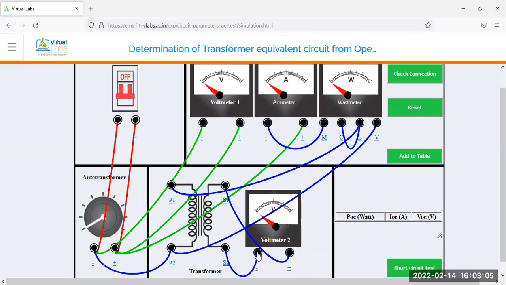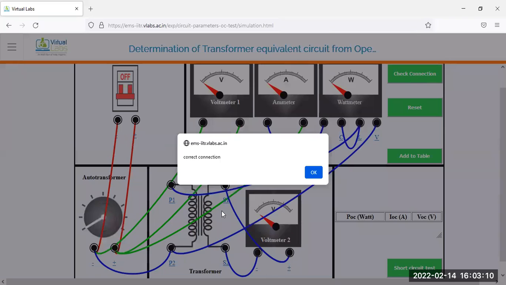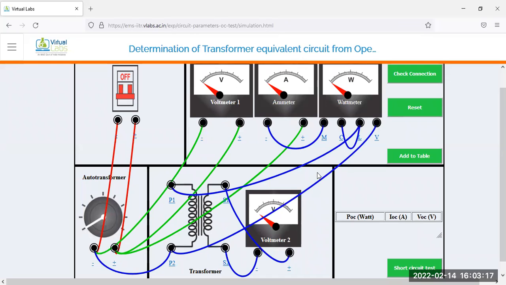So check it again. Yeah, now your connection is correct. So you can proceed for the experiment. Now the power supply on. If you click on this button, that means the MCB, the power is on. Okay. If you click on the autotransformer, then power is supplied to the transformer at no load. So just click here.